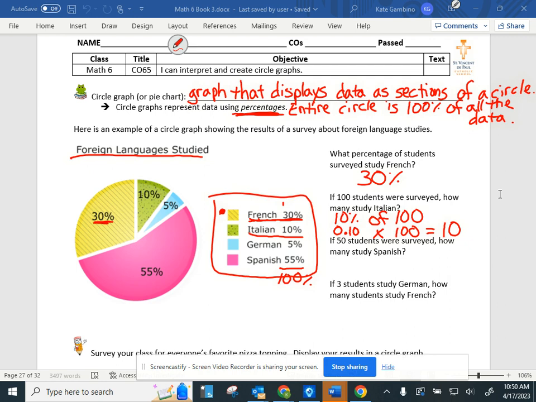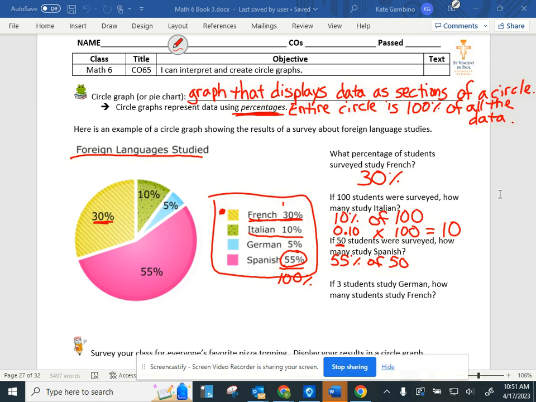So now 50 students were surveyed. How many studied Spanish? What is the math that we want to do? Olivia? 55% of 100. Yeah. Spanish is 55%, so we know it's 55% of, did you say 100? Not 100. 55% of 50 students. So we want our total number, 55% of 50.